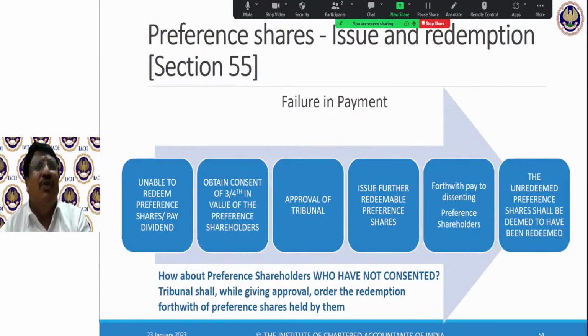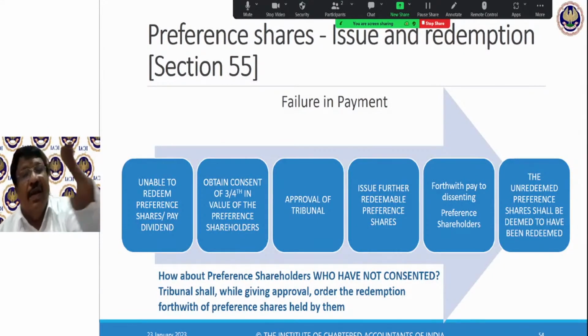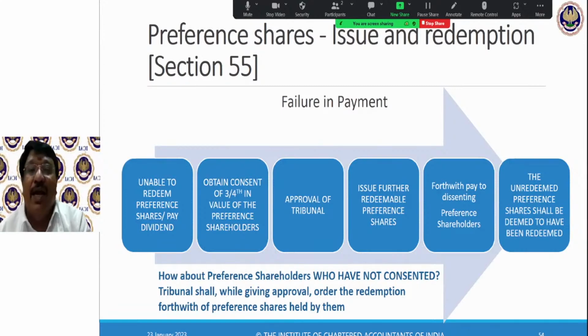But if at all you can salvage, for example, I have some money, I'm getting 3/4 consent, the balance 1/4 have not given the consent. I say, come on, take the money and go. At least now I can run the company. Using the balance cash flow, I can run the company, make profit in future, and out of that profit, I will redeem the preference shares. So the idea is to revive the company and to help the company to run.